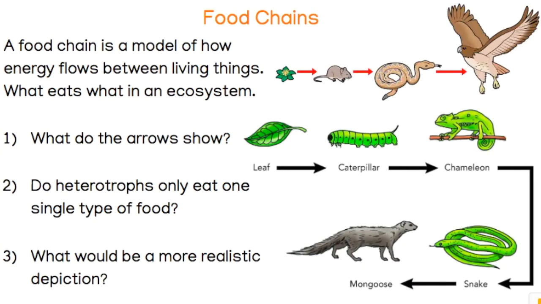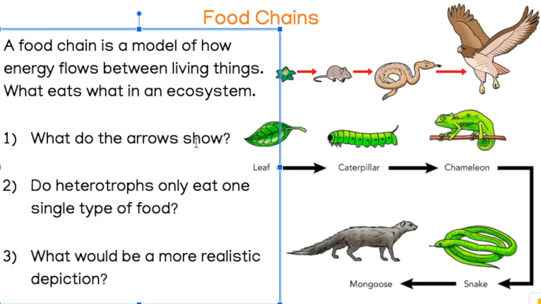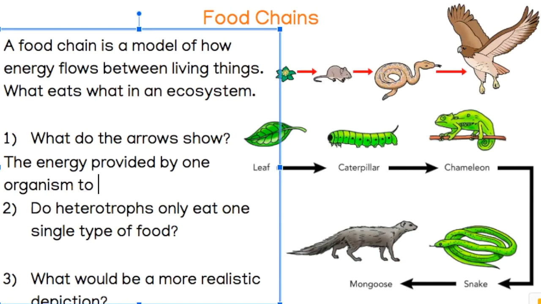Food chains. So a food chain is a model of how energy flows between living things in an ecosystem. It's what eats what. But I find the arrows a little bit confusing because this makes it look like the leaf eats the caterpillar that ate the chameleon, but we know that leaves cannot eat caterpillars. So we have to think of the arrows as the leaf provides energy for the caterpillar, that provides energy to the chameleon, and so on. So we're going to add that in a text box below. So the arrows show the energy provided by one organism to the next.